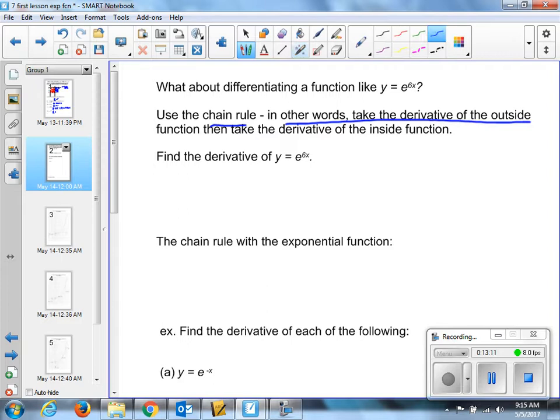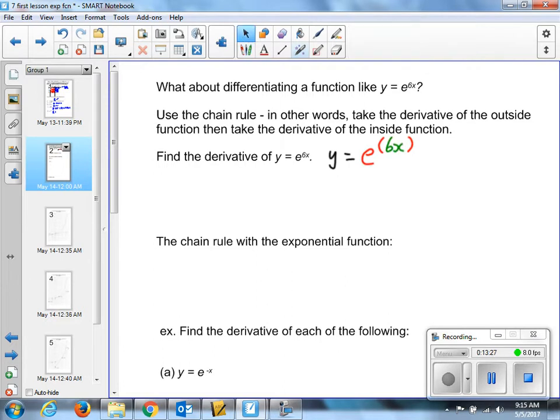Let's try this out. Now, I'm going to just remind us here. This is y equals my outside function, e to the, and I'm going to put a bracket here just so you think about that one. 6x. Does it clearly show now the composition? Outside, inside. So let's try this one out.